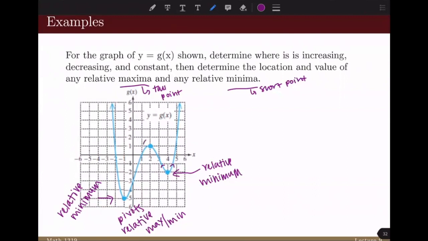This pivot point here, my y values are going below it. So this is going to be a relative max. So that means my relative max is going to be at x equals 2, right? Because we can see here at x equals 2, we have this maximum point. And my relative minimums are going to be at x equals -1 and at x equals 4, right?